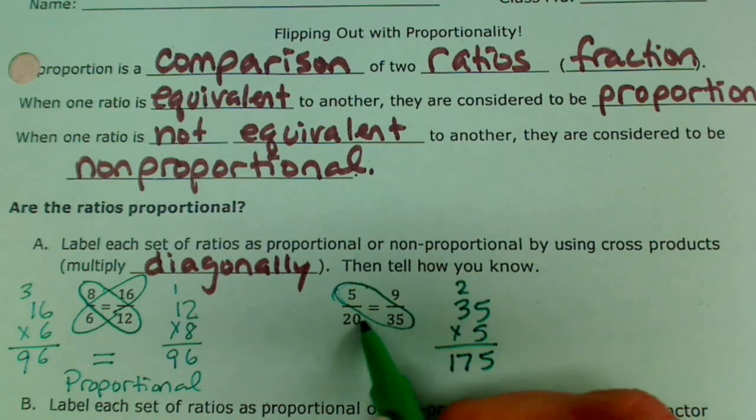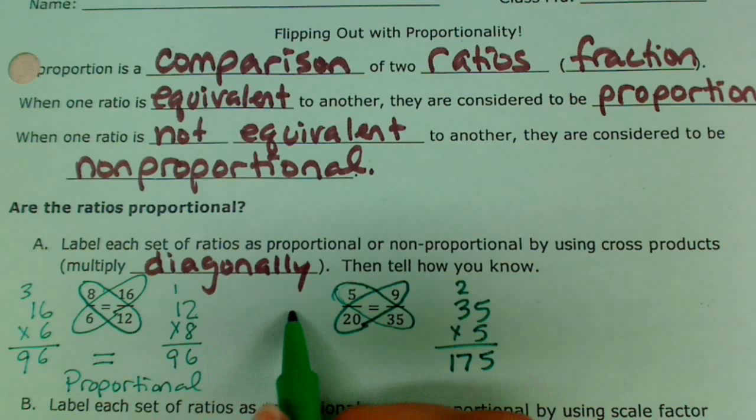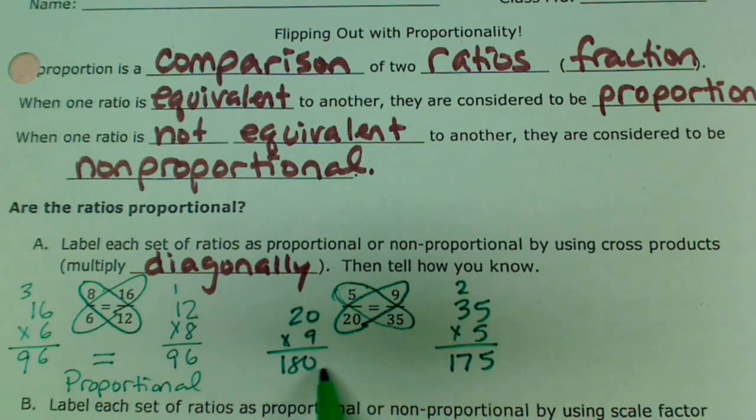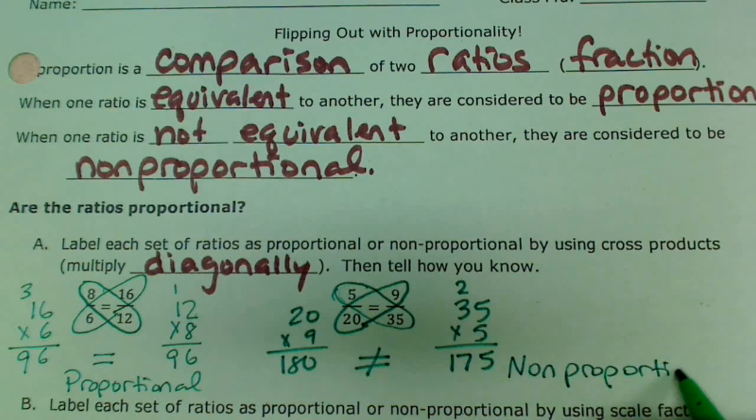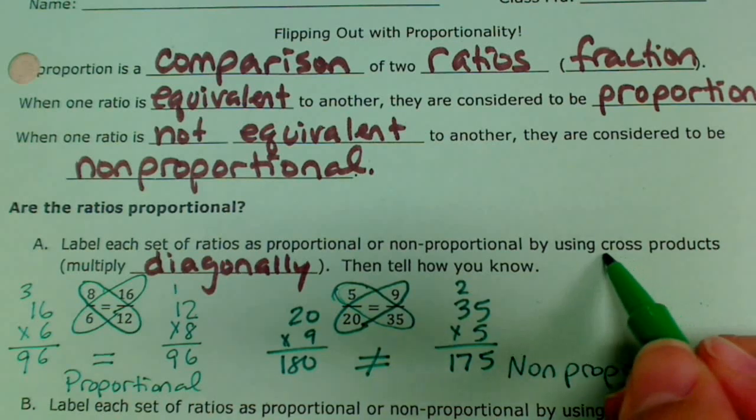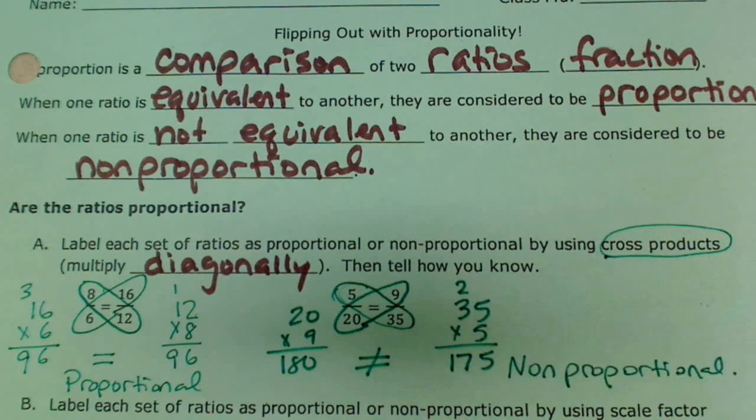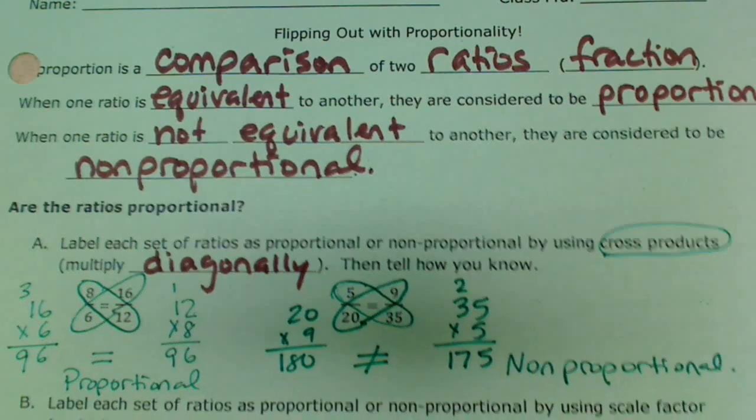We're going to go ahead and multiply the other two numbers. 20 times 9, we know, is 180. Since 180 is not equal to 175, we know that these two ratios are non-proportional. So one way we can tell whether ratios are proportional or not is to cross product the fractions. So find out what the cross products are.